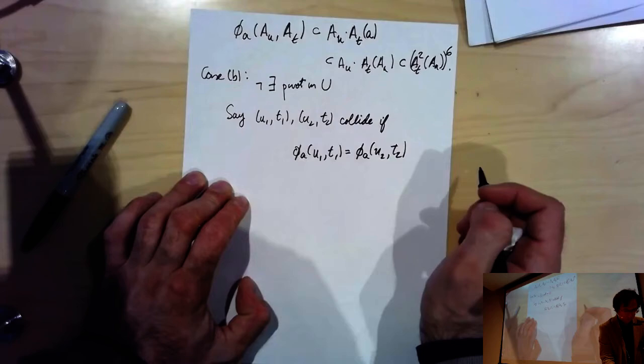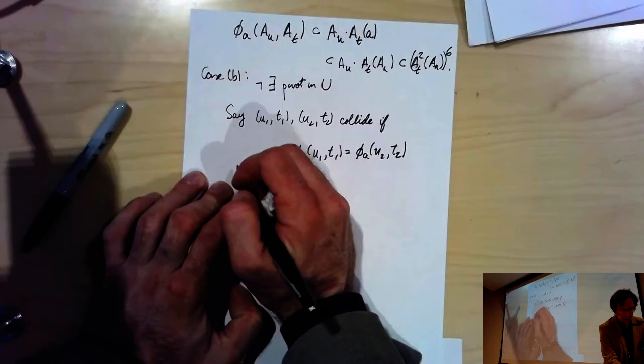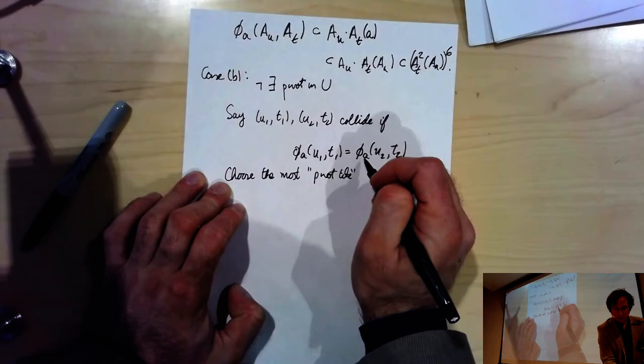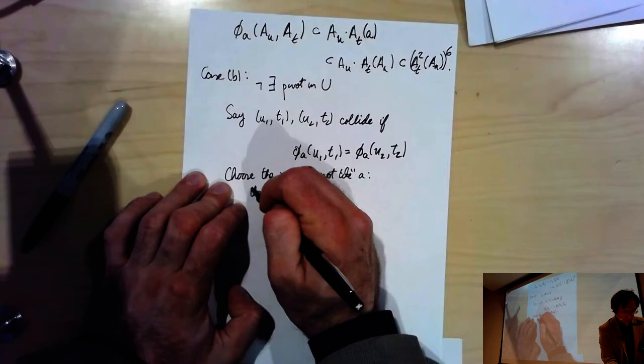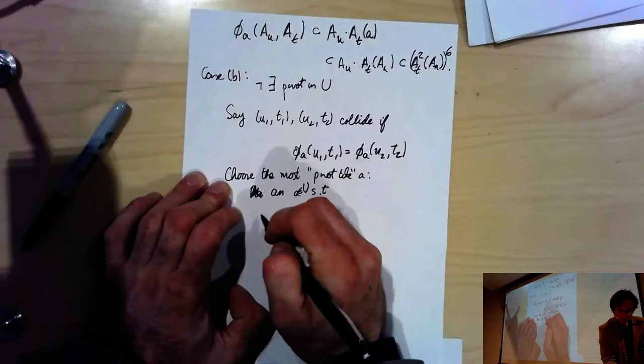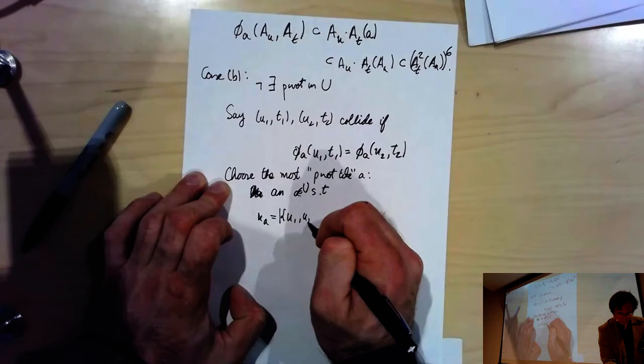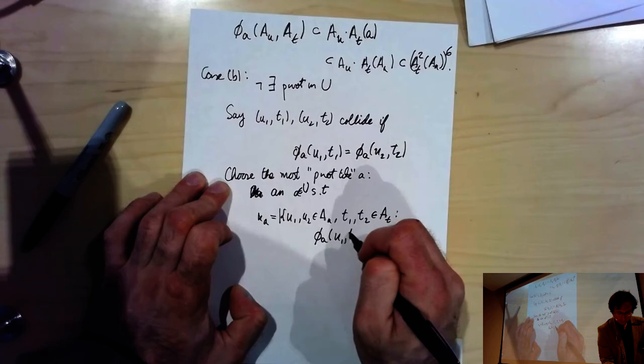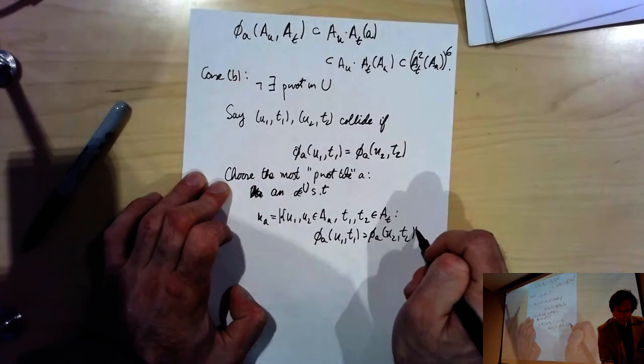And then what happens? So, there are no pivots, but you can choose the most pivot-like. What do I mean by the most pivot-like? There's going to be a collision for every A, but I choose the A with the least collisions. Or an A, there could be a tie, such that this is minimal. So, the number of pairs (U1, T1), (U2, T2) in AU times AT such that the things collide under phi A. We want this to be minimal, KA.